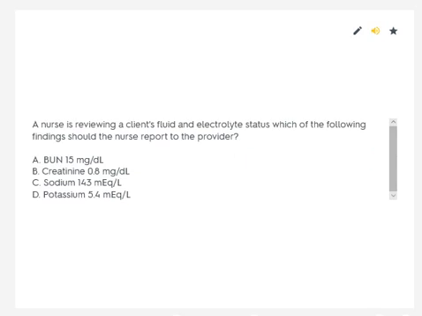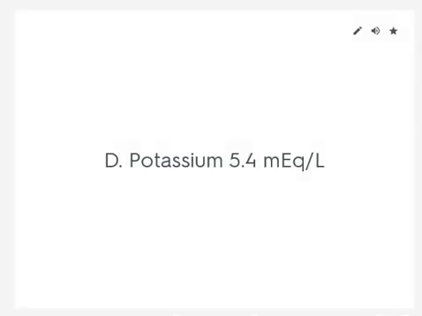A nurse is reviewing a client's fluid and electrolyte status. Which of the following findings should the nurse report to the provider? A. BUN 15 mg per deciliter. B. Creatinine 0.8 mg per deciliter. C. Sodium 143 mEq/L. D. Potassium 5.4 mEq/L. D. Potassium 5.4 mEq/L.